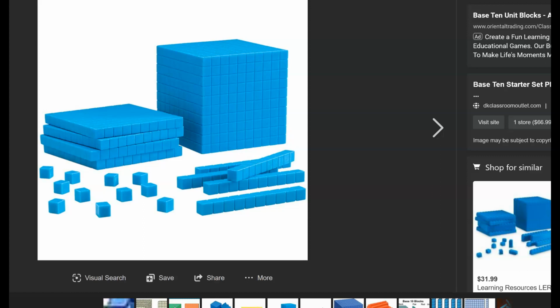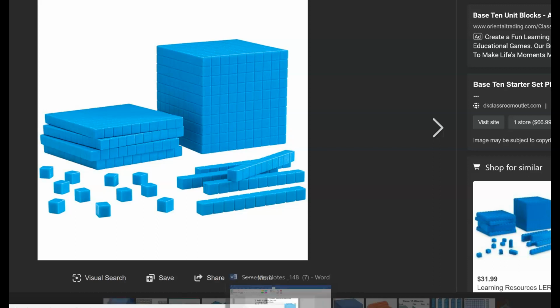And the small little cubes at the bottom, these would be the units. So those each stand for 1. These sticks are called longs, and there's 10 units in those, so these are 10. These flat pieces here are called flats, and those are 100. And then this is the cube, which is 1,000. So 1, 10, 100, 1,000.